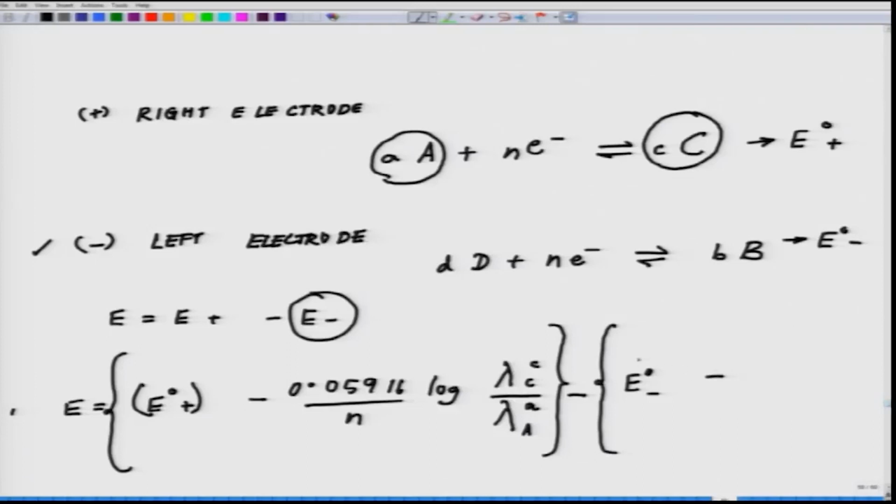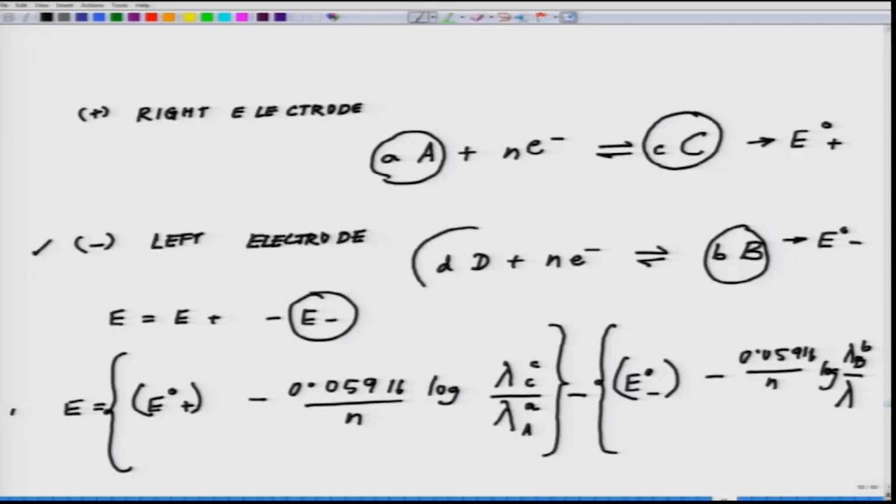Now, here is the minus term. So, this is the whole term by the way, minus 0.05916 divided by n, log. So, you have the other reaction as this is B B and this is D D. Okay. So, you have D D and you are closing upon the bracket. Okay. So, this is what the Nernst equation will look like.